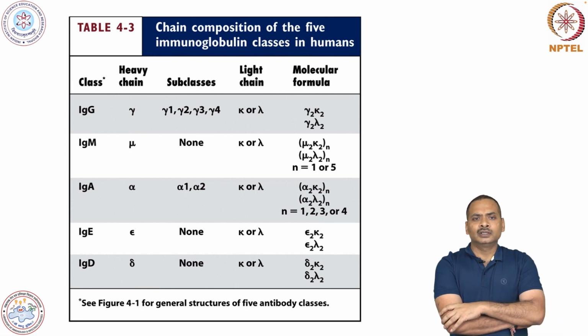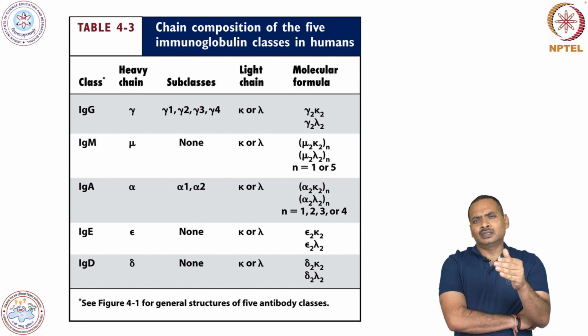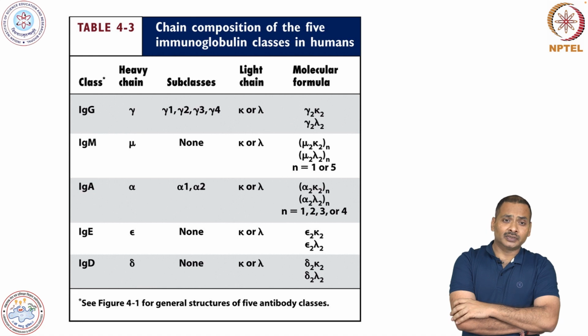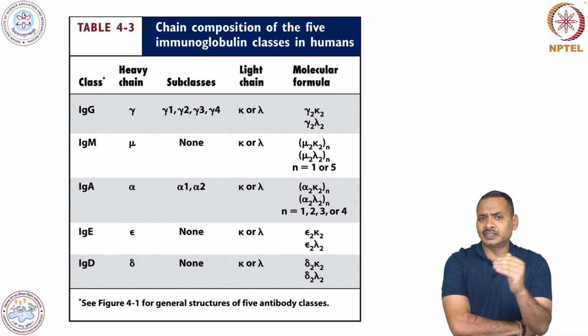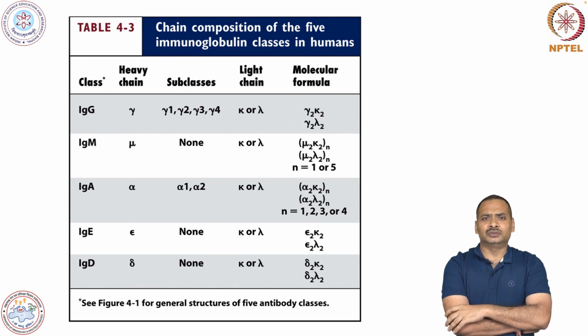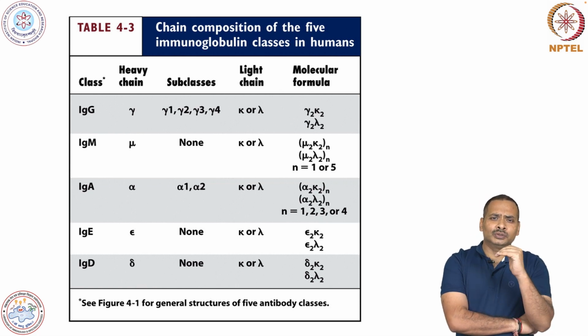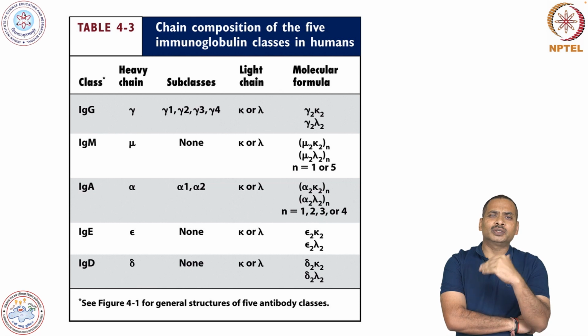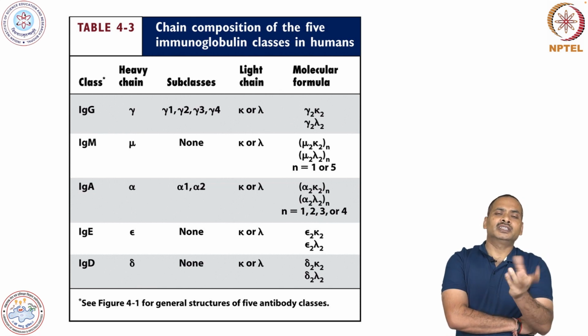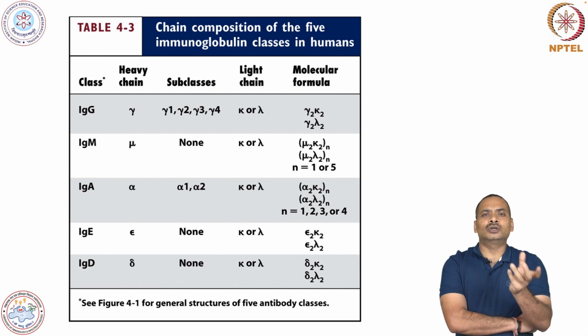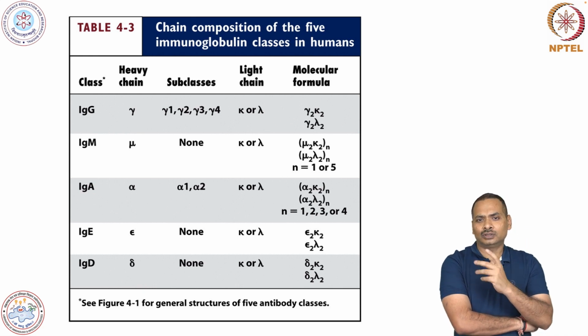So, this information is very important for understanding the antibody molecule. If you look at this formula, you can understand how many subtypes there are, whether it is present in monomeric form or multimeric form, all those things.